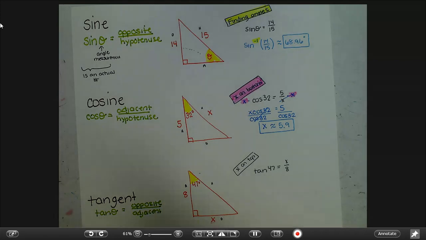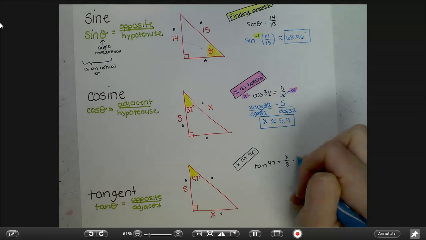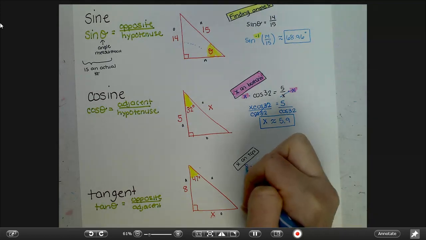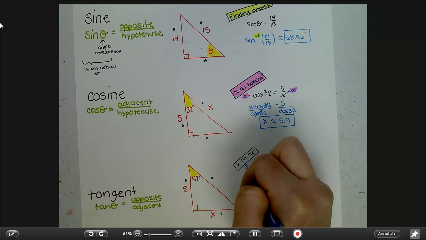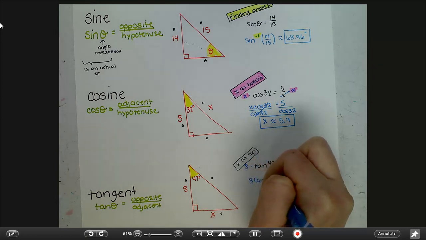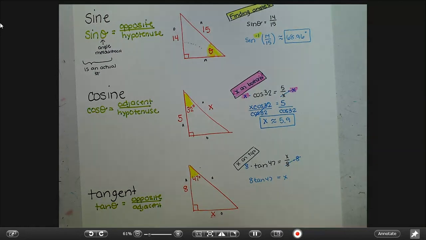All right, and now tangent. X is on the top this time, and we're going to solve it like a normal equation. So we're going to multiply both sides by 8 to get it out of the denominator. So we have 8 times tangent 47 equals x. And now you just type that into your calculator.